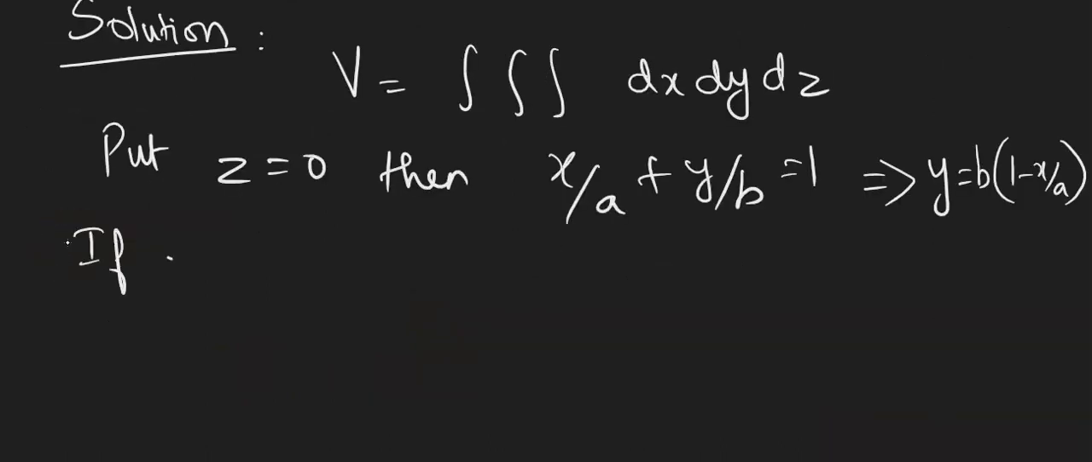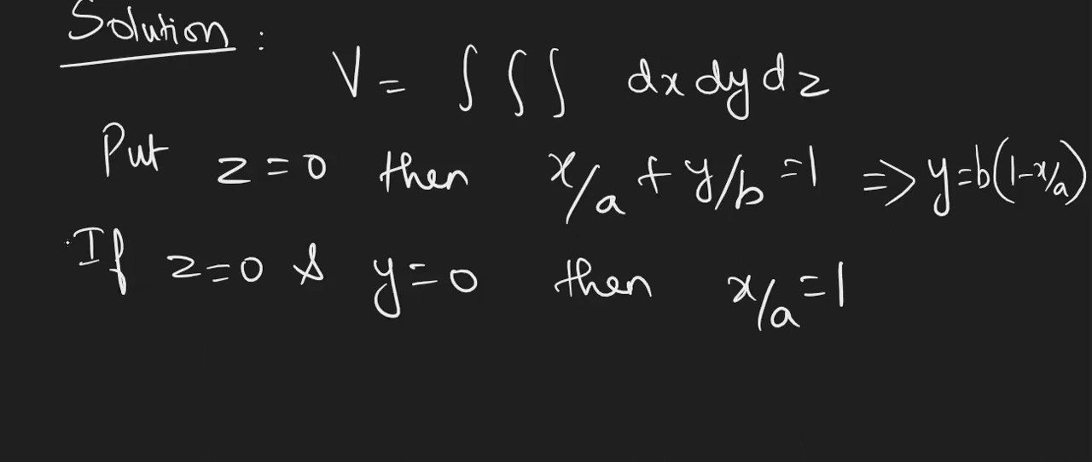Similarly, if z is equal to 0 and y is equal to 0, then what will happen to this equation? x by a is equal to 1 because the other two will become 0. So therefore x is equal to a. Now we are going to fix the limits for this triple integral.